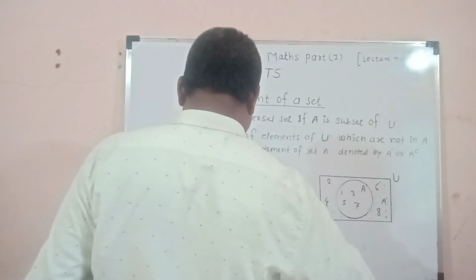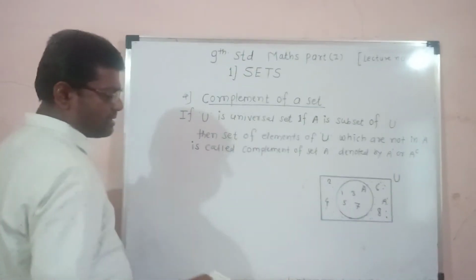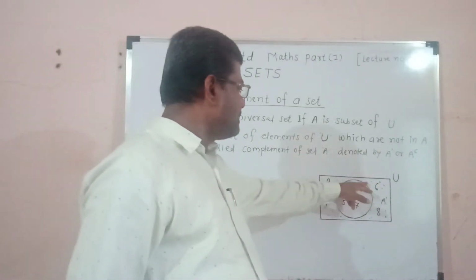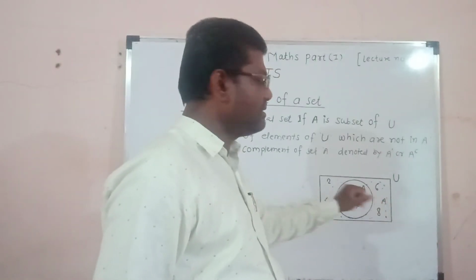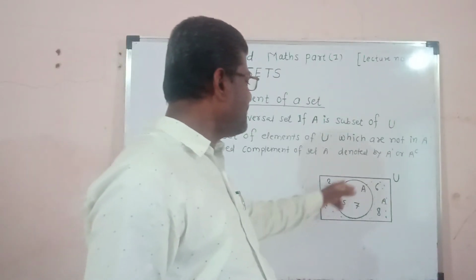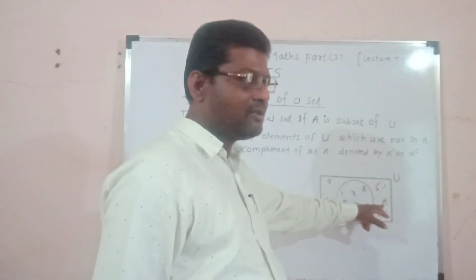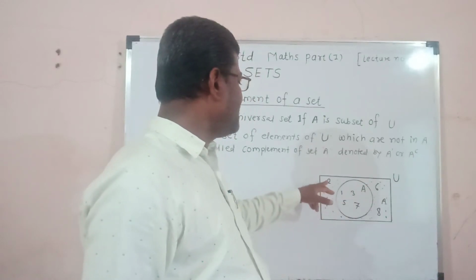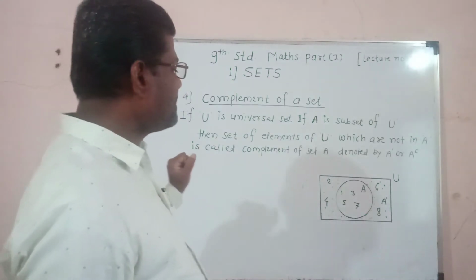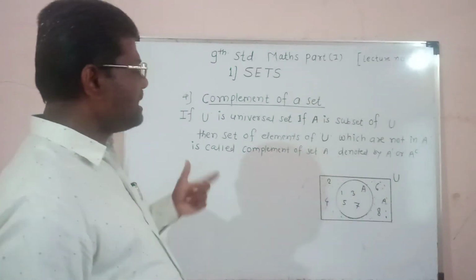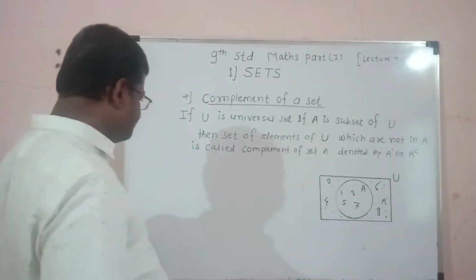Now let us see properties of the universal set. From the figure it is clear that there is no common element in set A and set A dash. Set A has the elements 1, 3, 5, 7, and set A dash, that is the complement of set A, has elements 2, 4, 6, 8. Therefore, there is no common element in a set and its complement, that is A and A dash.